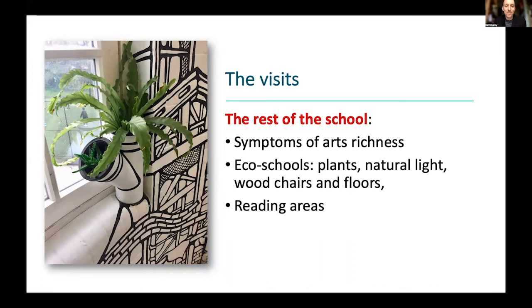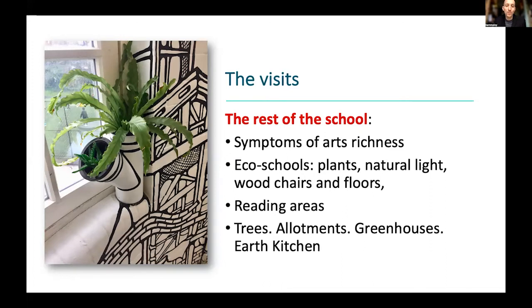Look at reading areas, whether they've got more of a traditional library or whether the books are in the corridors. Outside, I guess schools have trees, allotments, greenhouses. One school has what's called an earth kitchen, which I'll get to in a minute.